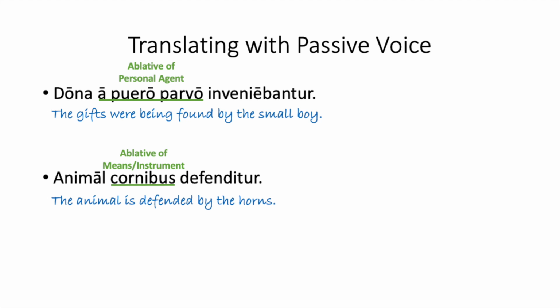In our second example, animal cornibus defenditur, the action is not being done by a person, it's being done by a tool or instrument, so we're using the ablative of means or ablative of instrument, cornibus. The animal is defended by the horns. By the horns is doing the defending, and it's the animal that the defense is happening to, so the subject of our passive verb, defenditur.